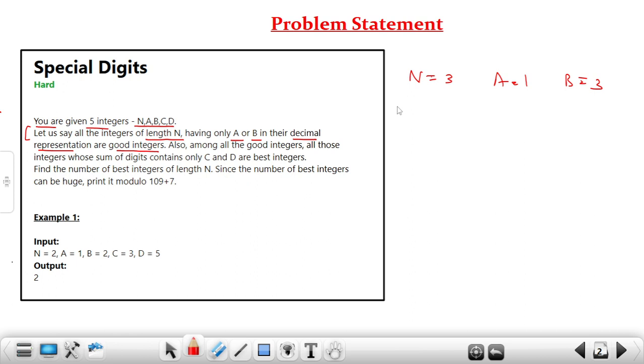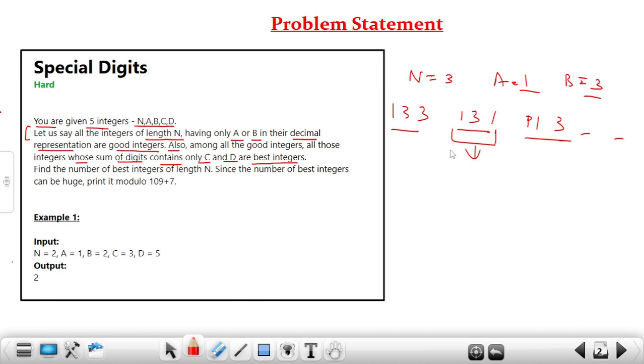So I will write good integers as all the integers of length 3, like 1, 3, 3, which are having either 1 or 3 or both. Or I have 1, 3, 1 or I have 1, 1, 3 and so on. Multiple possibilities are there. These are the good integers. Also, among all the good integers, all those integers whose sum of digits contains only c and d are best integers.